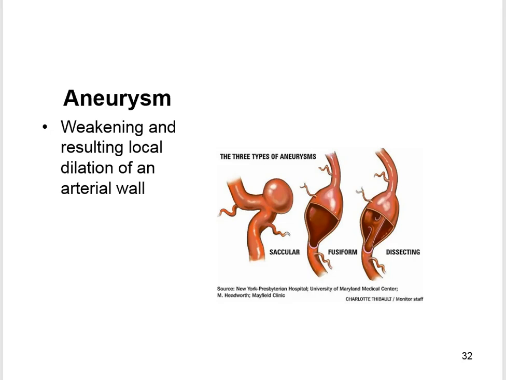An aneurysm. This is a weakening and resulting local dilation of an arterial wall. So this first one, this saccular, is also known as a berry aneurysm, and these are 90% of cerebral aneurysms. The fusiform right here bulges out on all sides, and a dissecting aneurysm results from a tear along the length of the artery in the inner layer of the arterial wall, causing blood to leak in between the layers of the wall.